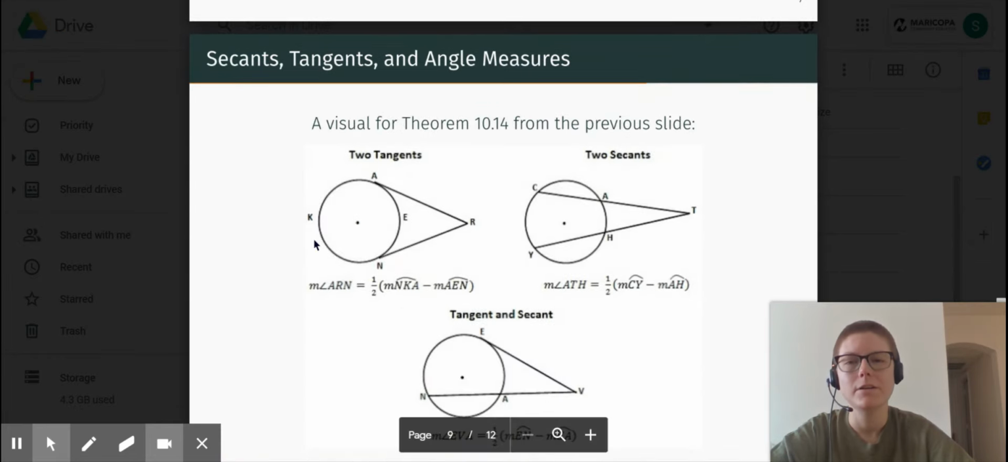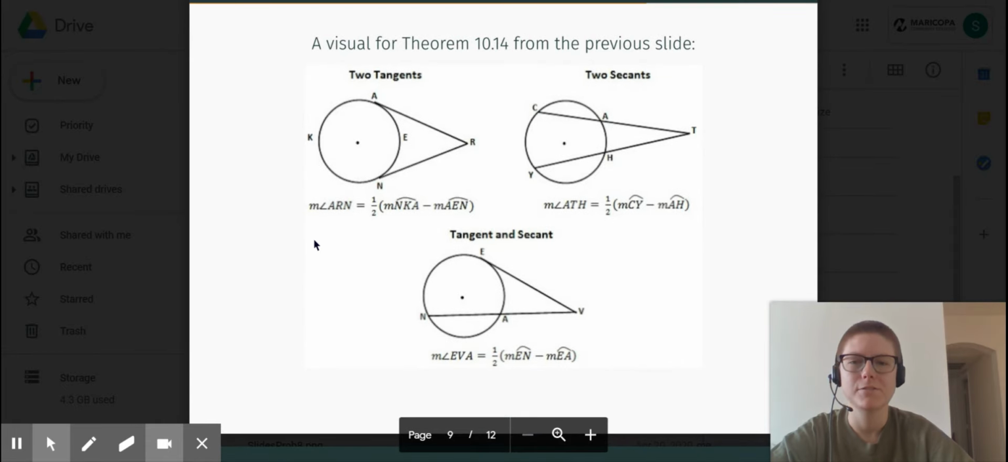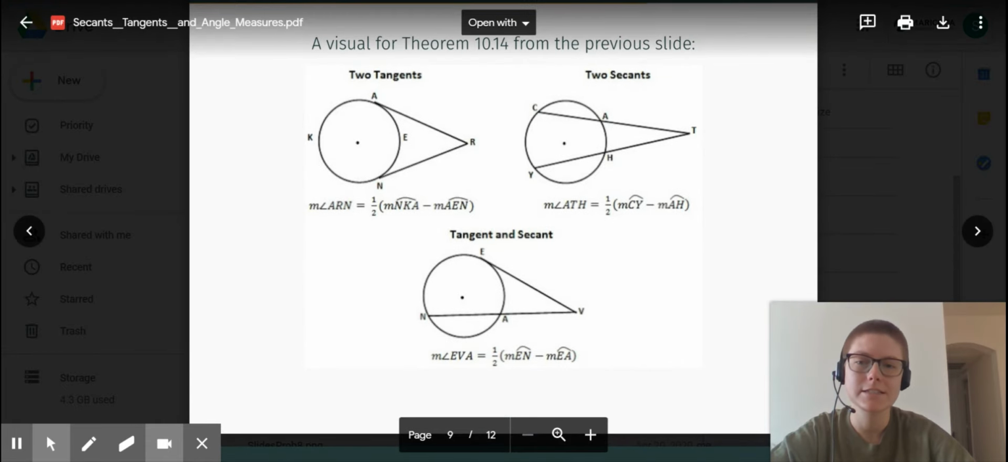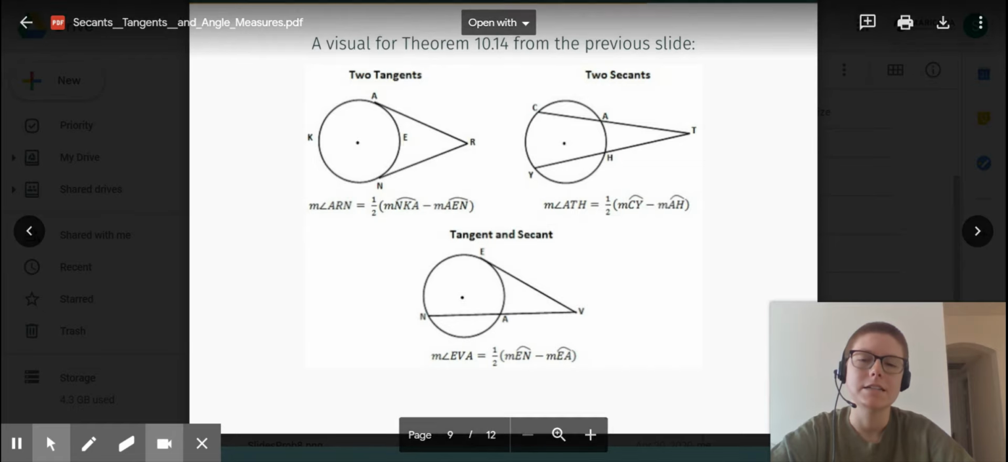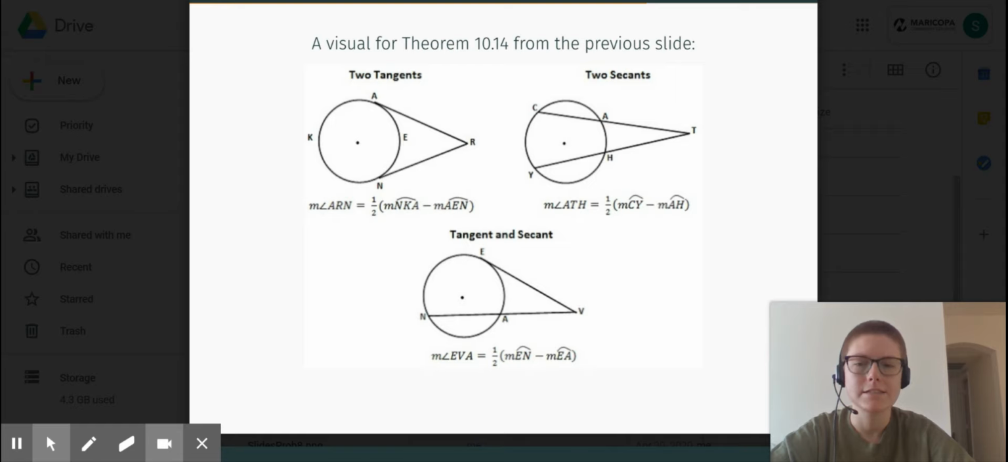We're ready to go, right? Here's a picture of what that looks like. Two tangents meet like this. We already have seen stuff like this from last week on our tangents lesson. Two secants look like this. And then a tangent and a secant would look like this.